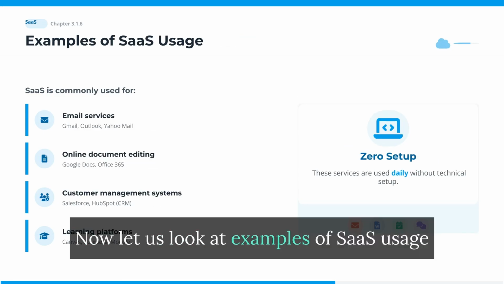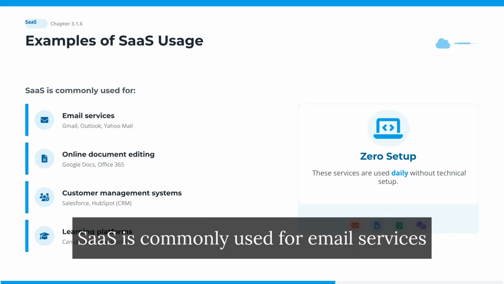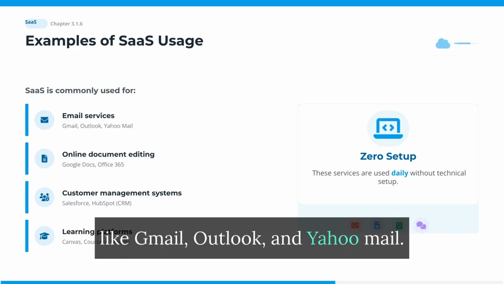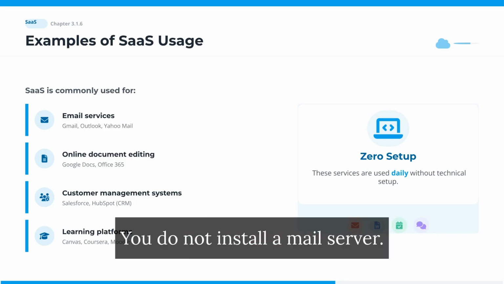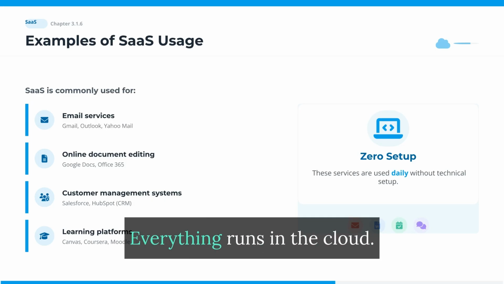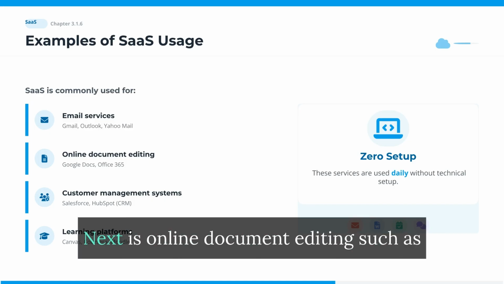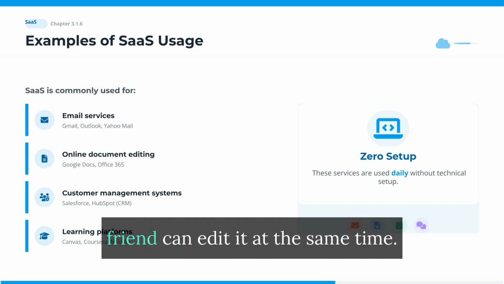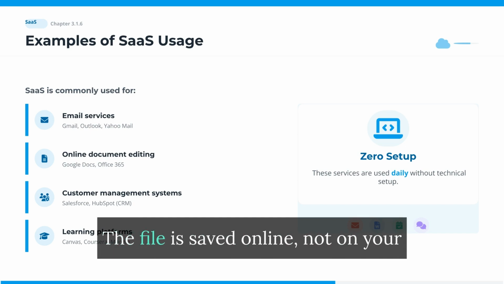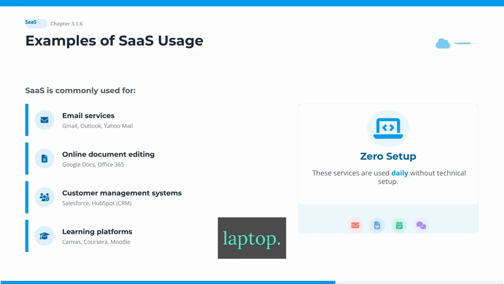Now let us look at examples of SaaS usage in daily life. SaaS is commonly used for email services like Gmail, Outlook, and Yahoo Mail. You open your browser, log in, and send messages. You do not install a mail server. Everything runs in the cloud. Next is online document editing, such as Google Docs and Office 365. You can type an assignment, and your friend can edit it at the same time. The file is saved online, not on your laptop.